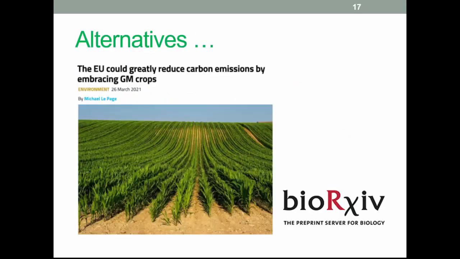Just again on alternatives, something I read recently. A suggestion that the EU could greatly reduce its carbon emissions by embracing GM crops. The article's included in the notes, and it's linked through from here. The original paper is in the preprint, linked on the bioRxiv server. A preprint is a version of a scholarly or scientific paper that precedes formal peer review and publication in a peer-reviewed scholarly or scientific journal. It's often available free before the paper is published in a journal for comments. So have a read of the paper and see what you think about it. It's just linked through from there. It's probably the quickest way of finding it.